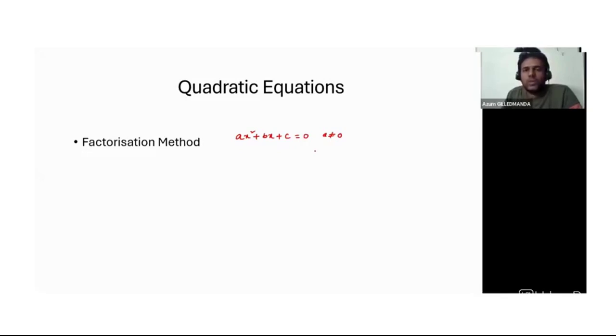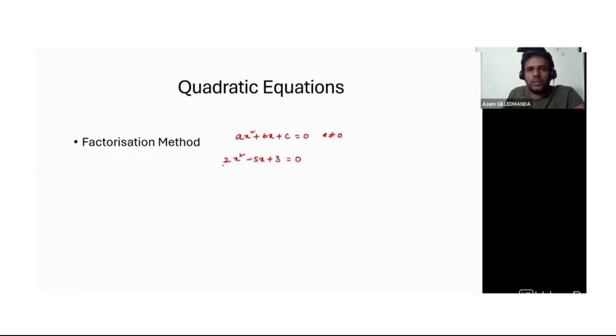Now, how to solve the quadratic equation using the factorization method? Let me take one example here. For example, take this equation, 2x square minus 5x plus 3 equal to 0. So this is the quadratic equation. Let's see how to find the roots of this quadratic equation using the factorization method. Just follow the steps that I am going to tell you now.